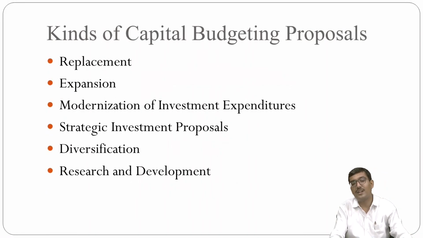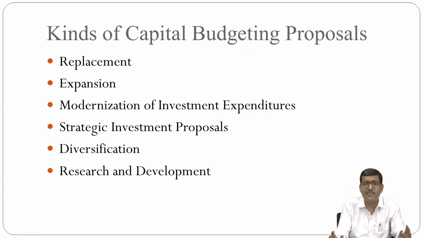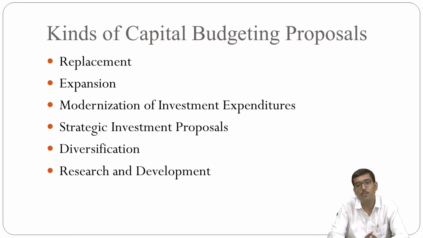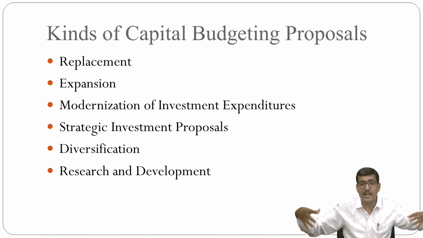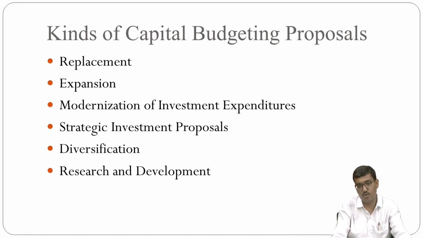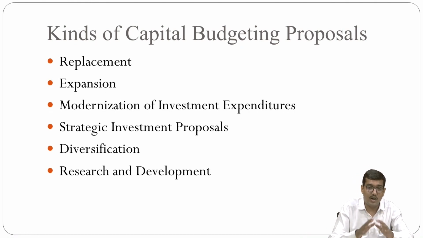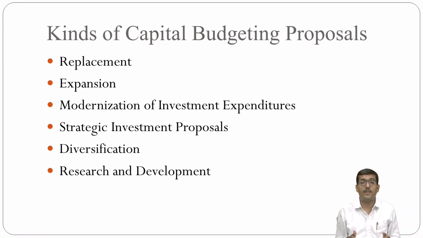Now let's move to the different types, or kinds, of capital budgeting proposals. First is replacement. Replacement is nothing but replacing your existing proposal with another new proposal. Then expansion. Whatever your existing proposals are, you expand them, gathering future profitable gains. Then modernization of the investment expenditure, which minimizes your cost and maximizes your profit.